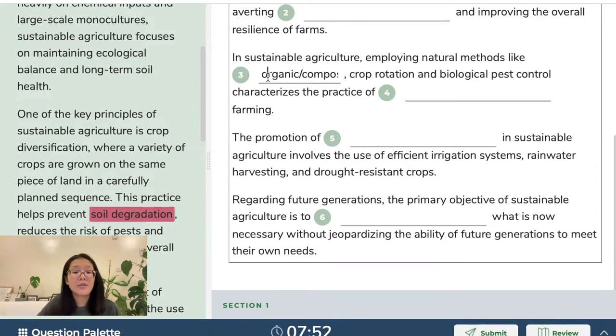So for number 3, there are two possible answers. The first one is organic. The second one is compost. Don't put both, either one of them only. All right, and then we also have Abdul answering question number 4, which is what ecosystem. I think you should reconsider that. It's not the ecosystem, no.